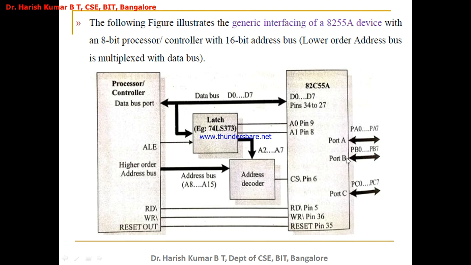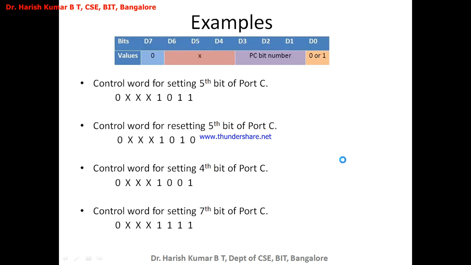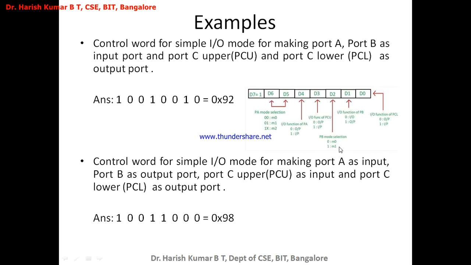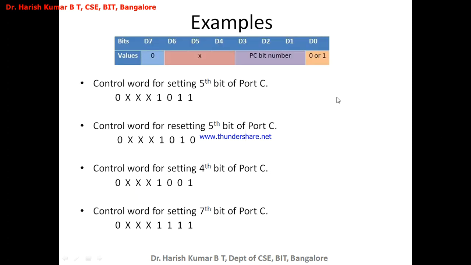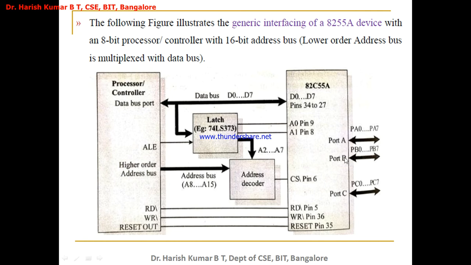The mode selection bit for port B is D2. If you make D2 as 0, it operates in simple IO mode. If you make D2 as 1, it operates in strobed IO mode. And there is no bit reserved to specify the mode of port C, because it always operates in only 1 mode, that is simple IO mode.